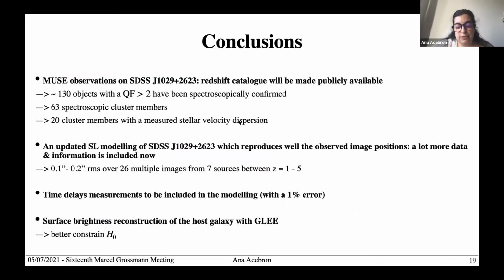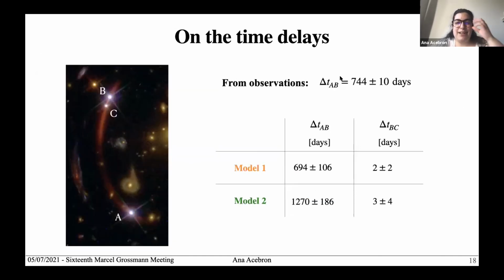And finally, regarding the time delays. I remind you here from observations that Meister et al. estimated a measurement of 744 plus or minus 10 days. From model 1 and model 2, here are the two estimates on the time delay, between images A and B and C. This time delay was not measured in the data, but was estimated to be about 2 or 3 days. We can see that model 1 is in agreement with the observations within the error bars.